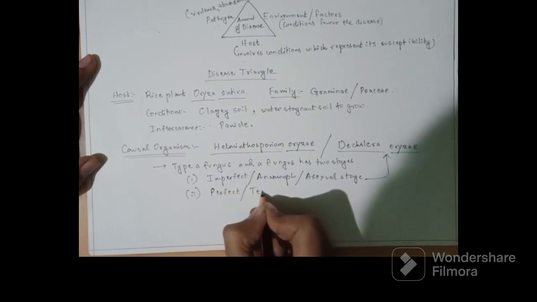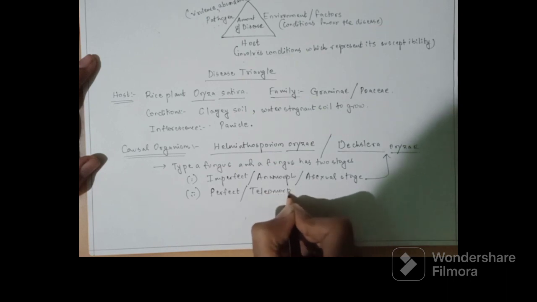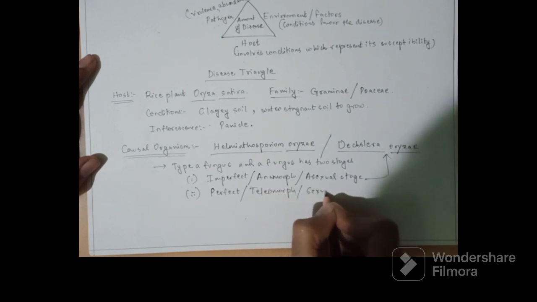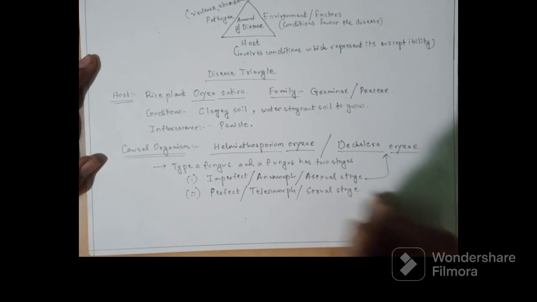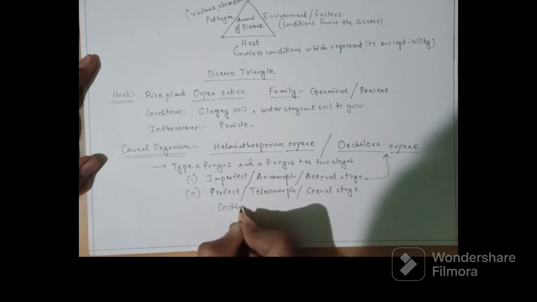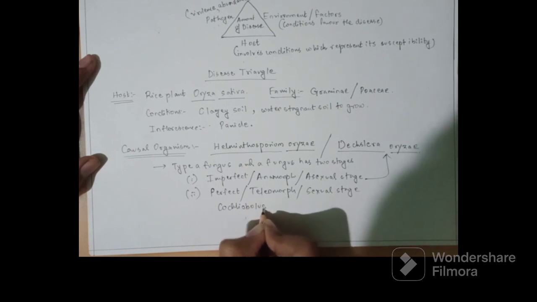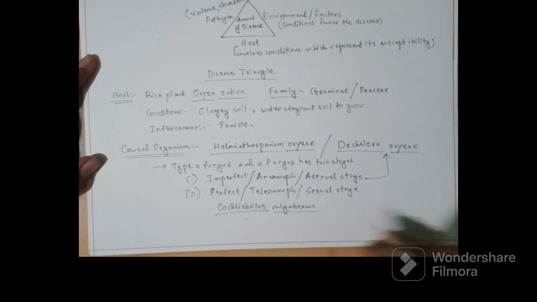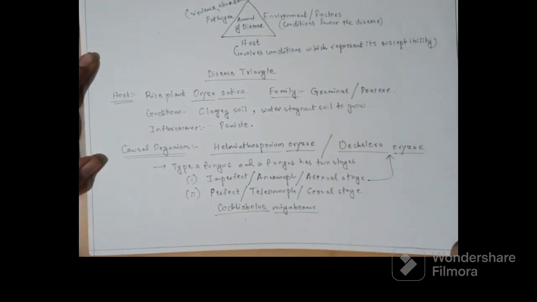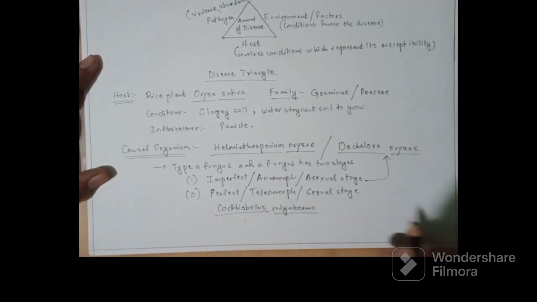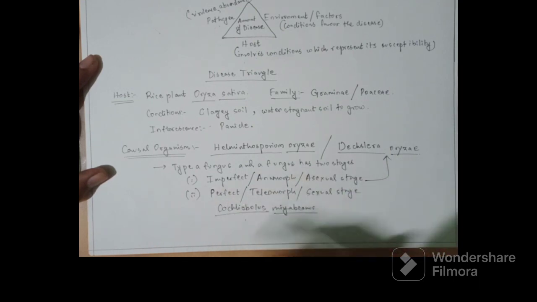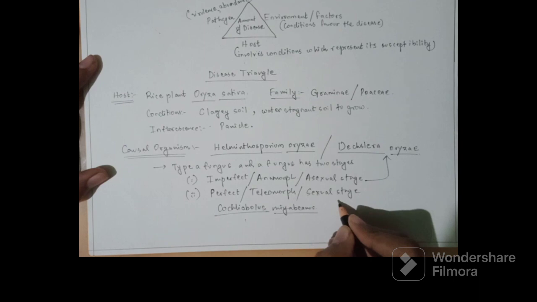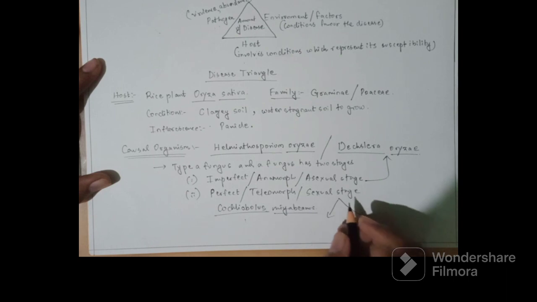The perfect stage, or the teleomorph stage, or the sexual stage, is named Cochliobolus miyabeanus. Mind the spelling: Cochliobolus miyabeanus. Now we know that any perfect stage of any fungi, animal or other organism, producing through sexual reproduction, has to produce two types of spores.